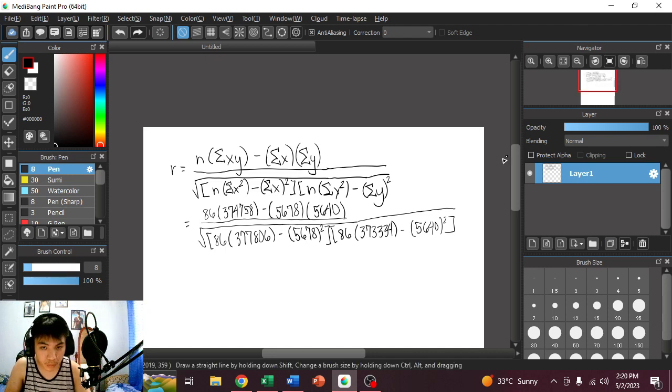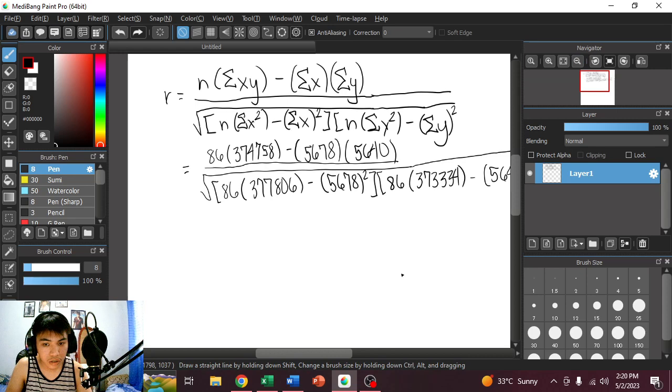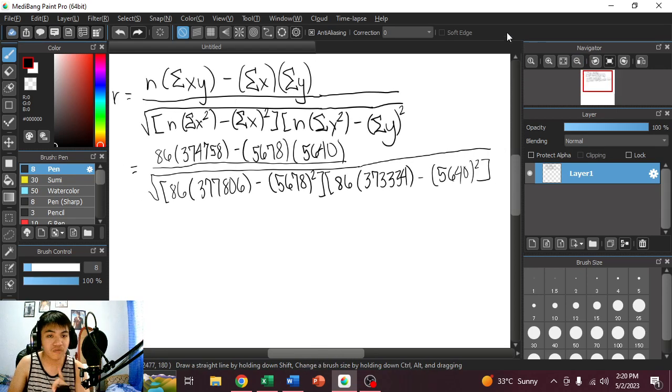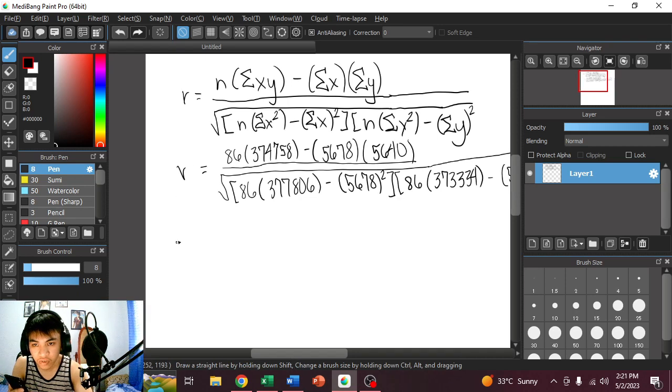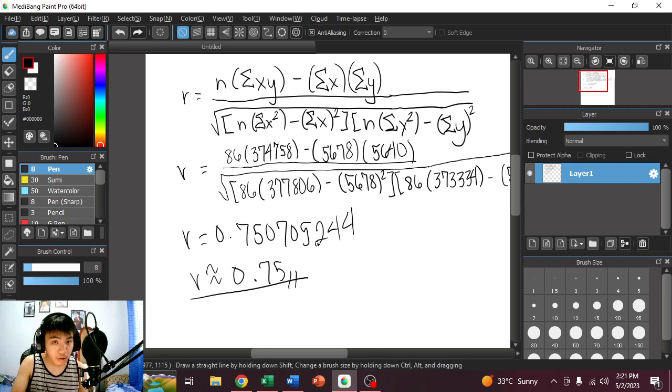Okay, so if you put these values on the calculator, the value will always range only from -1 to +1, and based on the calculations here, the value of r is 0.750705244, meaning that our Pearson r is approximately 0.75, meaning that there is a strong positive correlation between the x and y values.